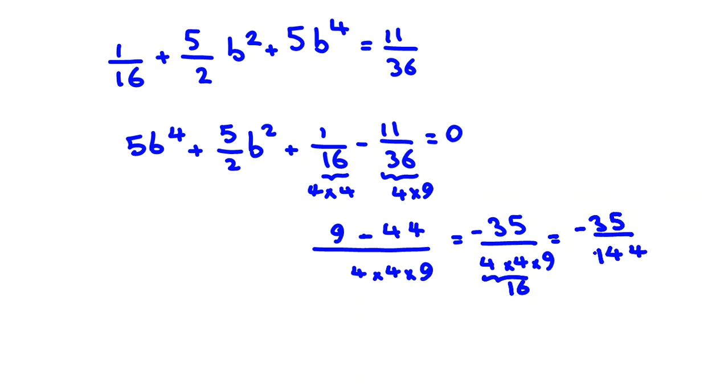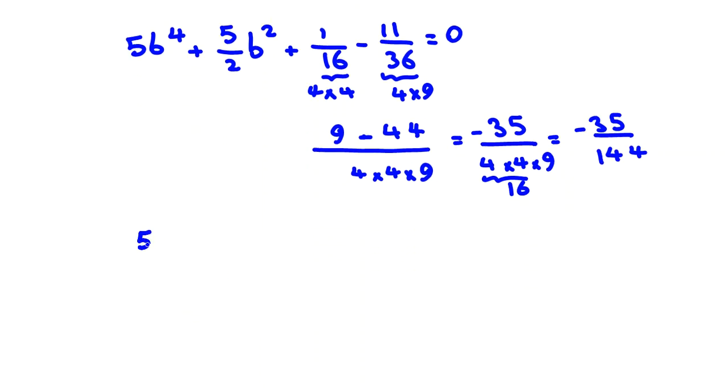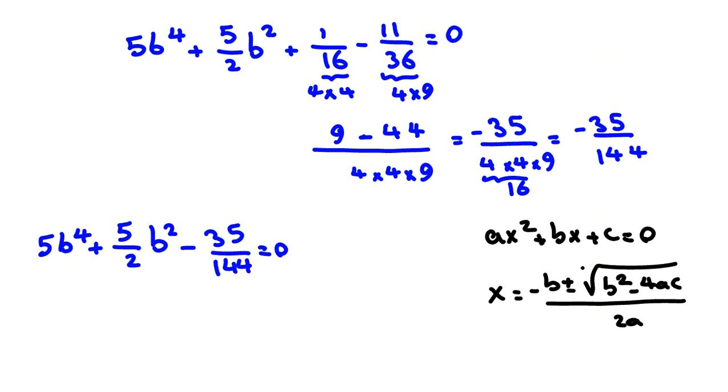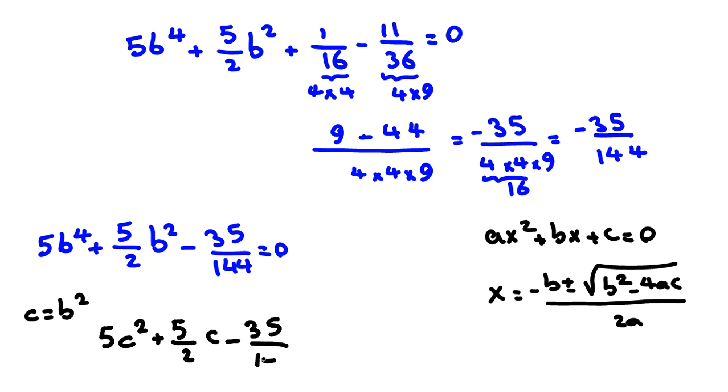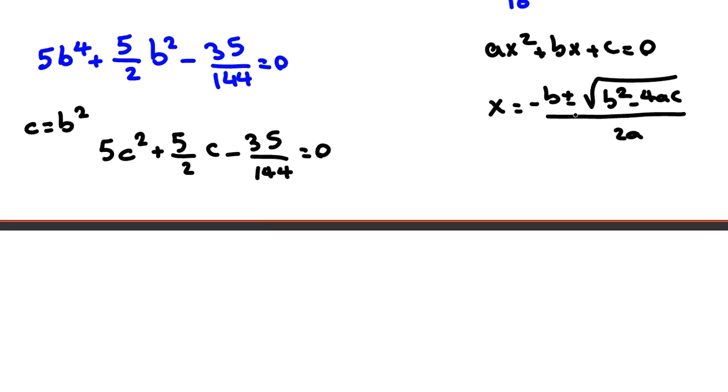So we have this function: 5b^4 plus (5/2)b^2 minus 35/144 equal to 0. Here we want to use the quadratic formula, but here it is b^4. What should we do? We should use a change of variable, c equal to b squared. Then it will be 5c^2 plus (5/2)c minus 35/144. Then it is a quadratic function in terms of c. So we use this formula.